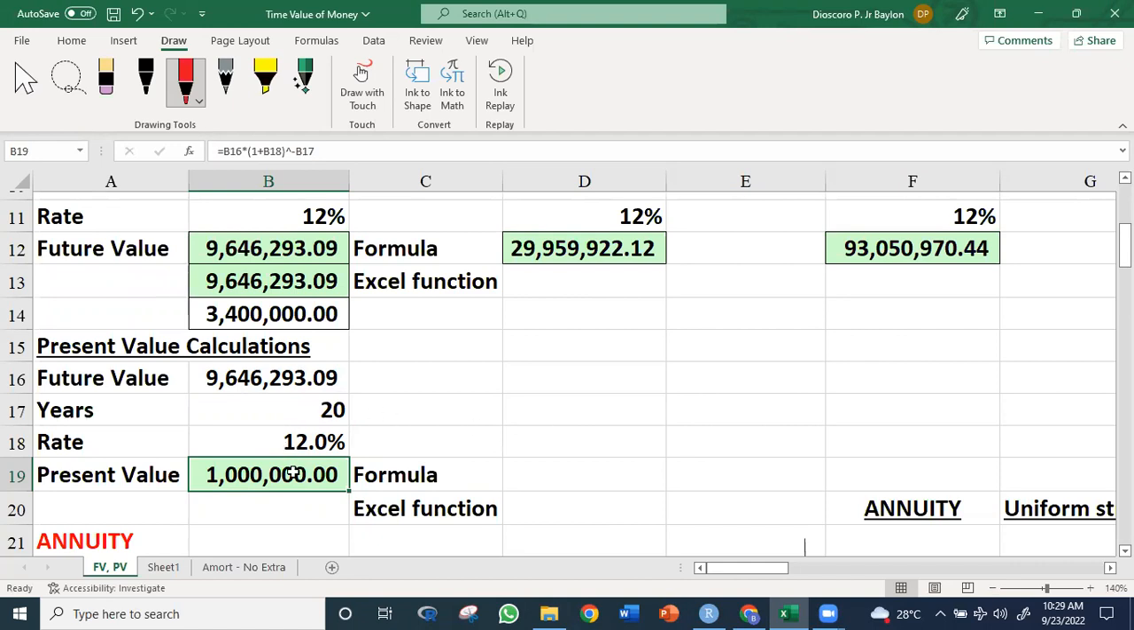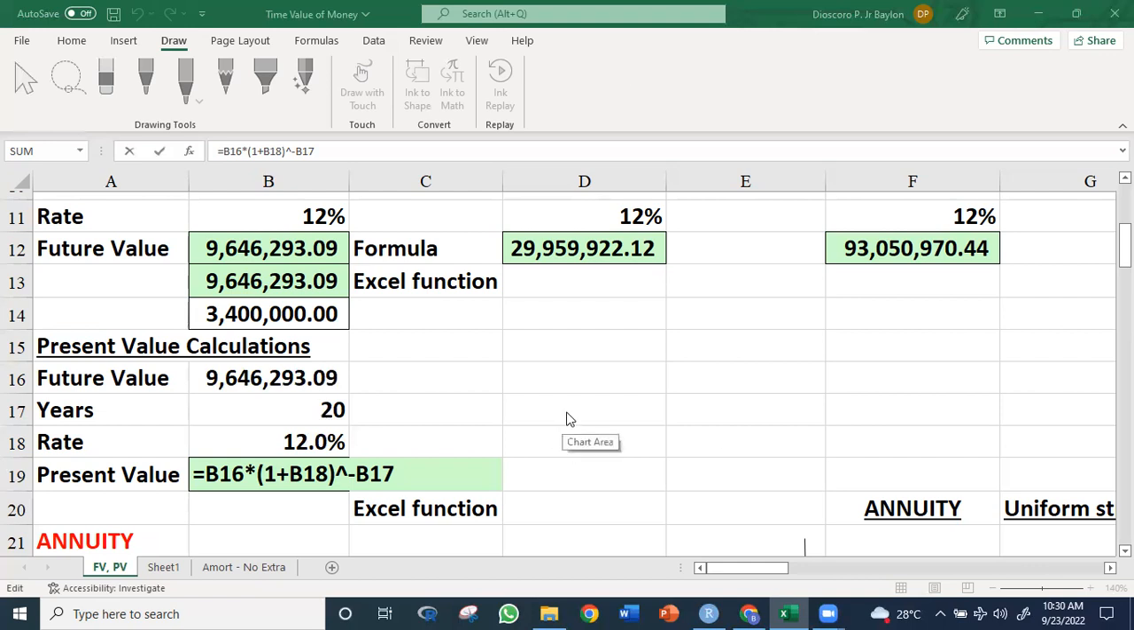Okay, let me flash again the formula. And again, class, I request your comments in the chat, please, if you were able to get the formula, if you were able to get 1 million as expected. It should be 1 million. Otherwise, there's something wrong with your formula. Okay, so I hope everybody got it. Okay, thank you.